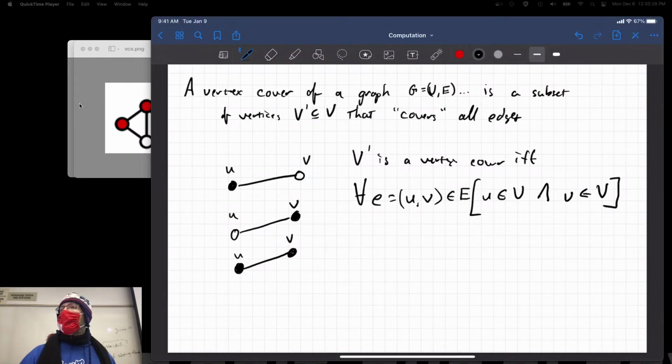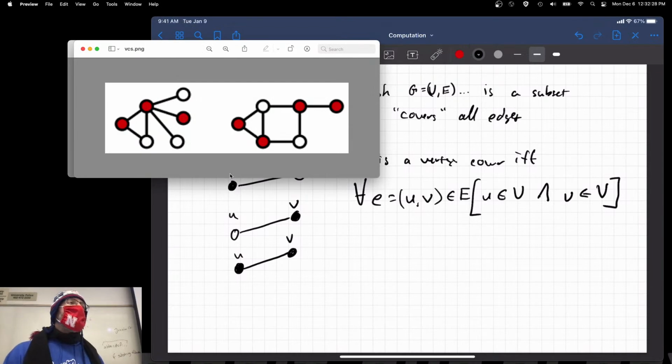Here's an example. These are two separate graphs here. The first graph is covered by 3 vertices, the ones that are colored here in red. You can verify that all of the edges here, this edge, this edge, this edge, all of these edges are covered by at least one of the red vertices. Likewise, over here, all of the edges are covered by at least one of the red vertices.